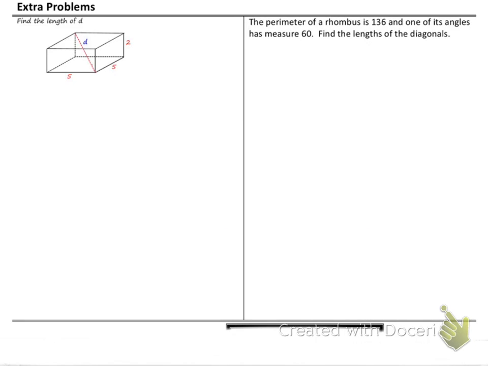Okay, so the first problem is something we've already seen. I just want to rehash it because I like box problems. Well, if I have a box like this and I go from corner to corner, the first thing you're going to draw is an extra line. You're going to draw a line right down the middle. That's a two-dimensional line. And I'm going to call that c.